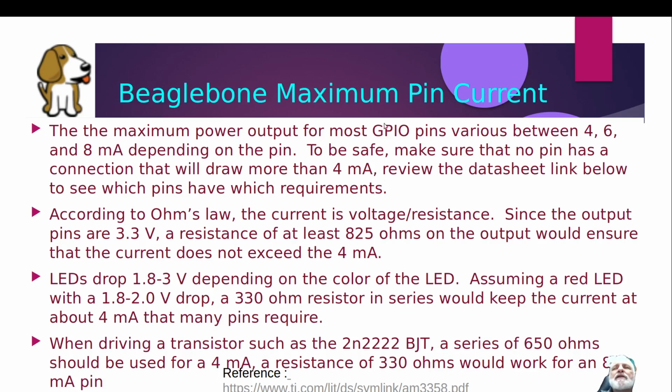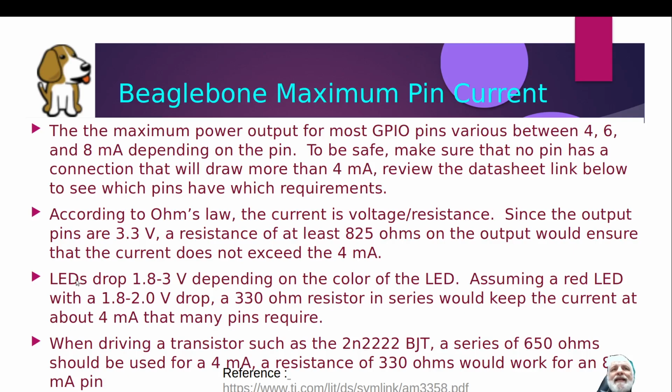All right, if you're just running a standard GPIO pin for digital in, digital out, then your current, again, should be no more than 8 milliamps maximum. To be safe, you really want to keep that current closer to, say, 4 milliamps. The way you can determine that is we know these pins are going to be high at 3.3 volts. And so you need a resistance of about 825 ohms on the output to keep it below 4 milliamps.